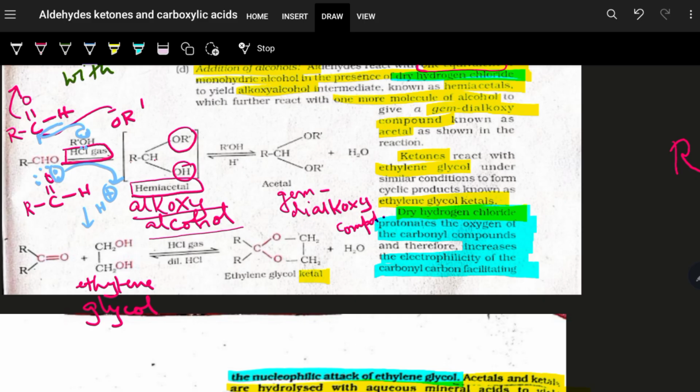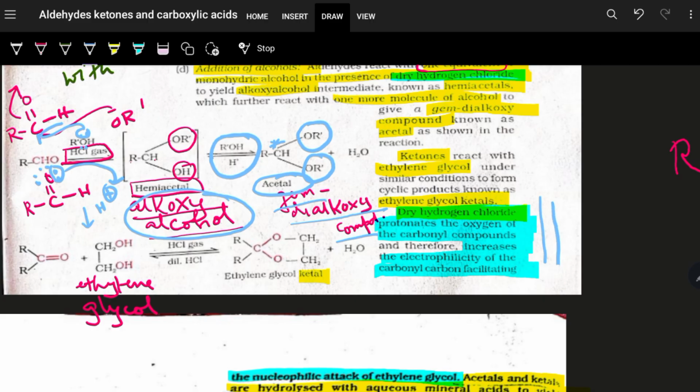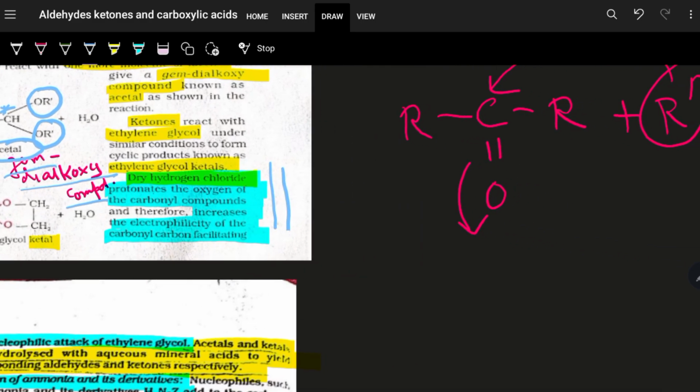However, the mechanism goes on stepwise. It gives you first hemiacetal, that is alkoxy alcohol, and then with another mole of R-OH, in presence of H+, gives you acetal, that is geminal dialkoxy compound. Geminal means to the same carbon, two alkoxy groups, dialkoxy, are attached. This is the concept which I told you just now, that is dry HCl protonates the oxygen of the carbonyl.